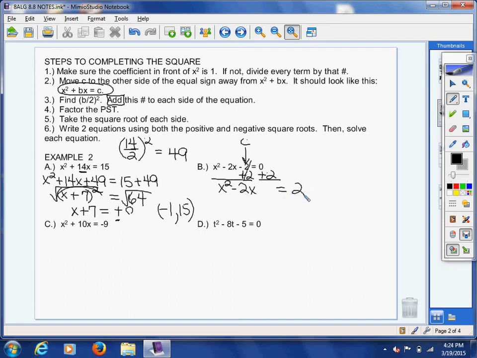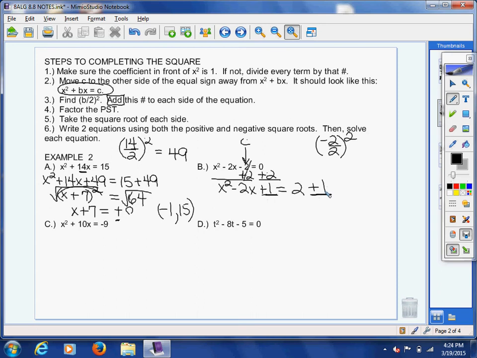Okay. Now notice I left a little bit of space here, because we're going to be calculating the number to add to each side of the equation. And so let's calculate that real quick. We need to take b, which is negative 2, and divide that by 2, and then whatever that number is, we're going to square it. So negative 2 divided by 2 is negative 1. And negative 1 squared is positive 1. So we're going to add a 1 to each side.